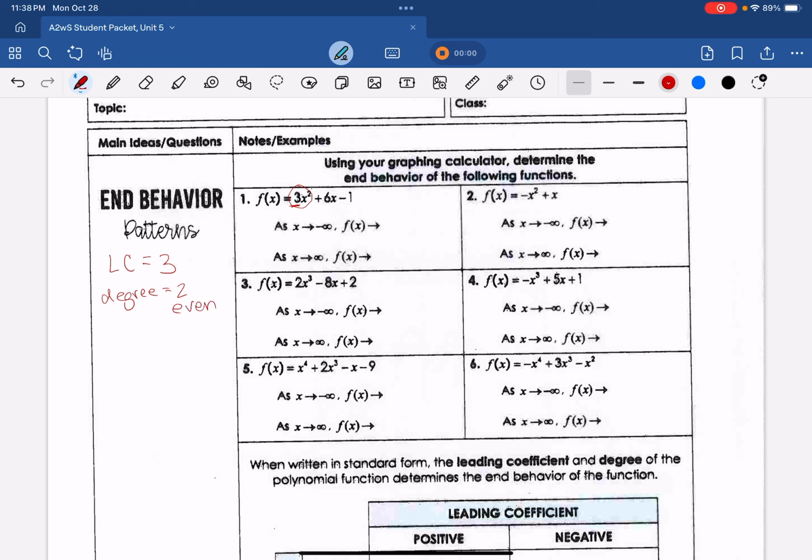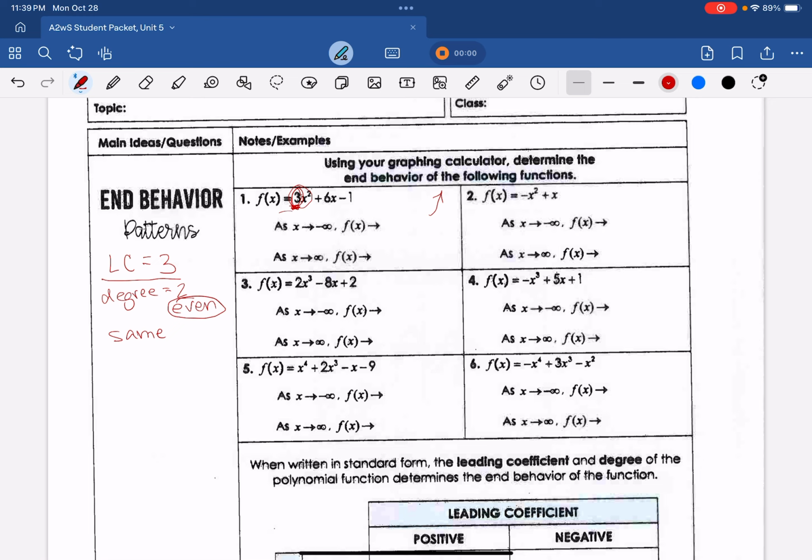So we know, because it's got an even degree, that our ends are going to do the same thing. They're either both going to point up or they're both going to be headed down, okay? Now we've got to figure out, are they opening up or are they opening down? Well, this lead coefficient, this number in front, tells us if it's opening up on the right side or if it's headed down on the right side. If it's positive, it's headed up, okay? So what that means is the right end of this graph is headed up.